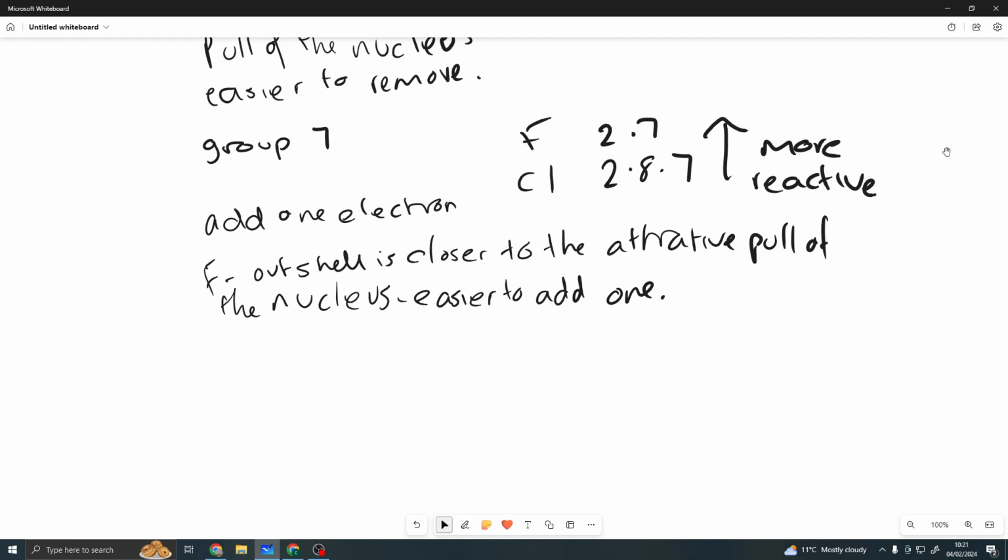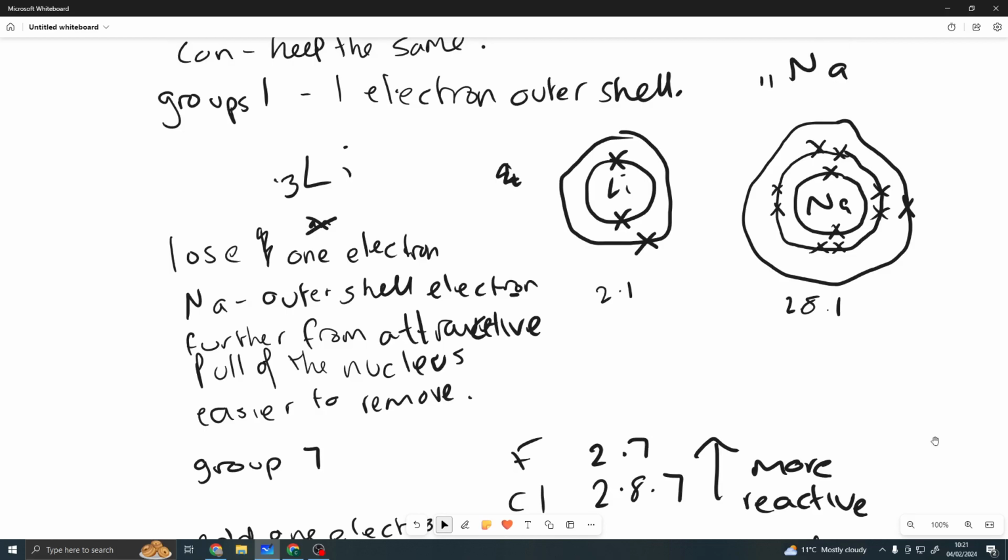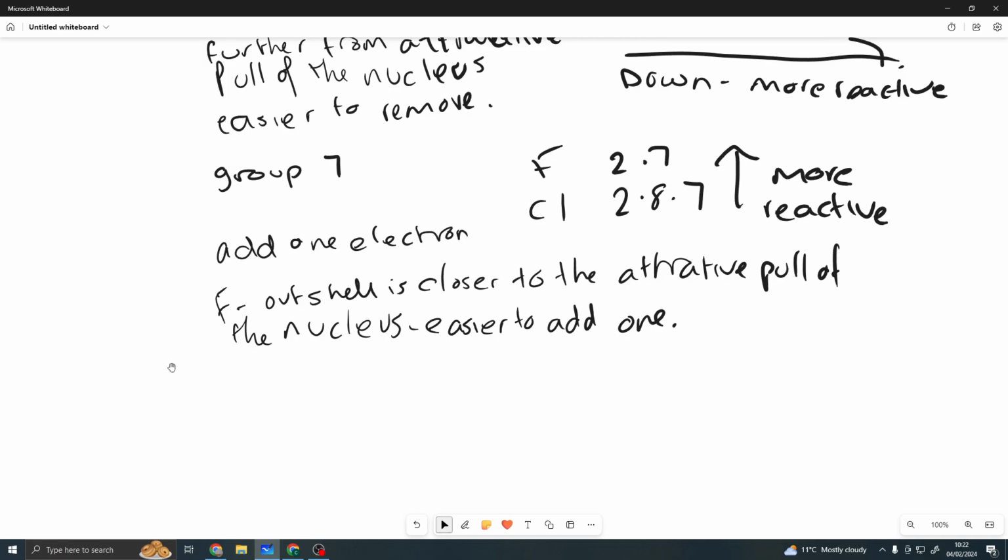Okay, and clearly in this one, as you go down, so this way would be down the periodic table, they also get more reactive. So, hang on, I'm doing something here, active. I don't know what the buttons on this pen do, they clearly do that. Anyway, there you go. So, those are group 1 and group 7. So, as you go up, they get more reactive.